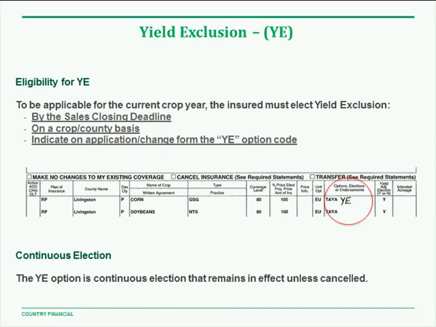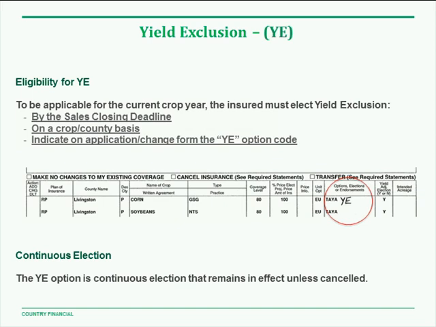So as we told in December training, yield exclusion, the YE option, has to be selected by the sales closing deadline, and it is on a crop by county basis, and you simply indicate on the change form that they want the YE. This is a continuous election and will remain in effect until canceled.